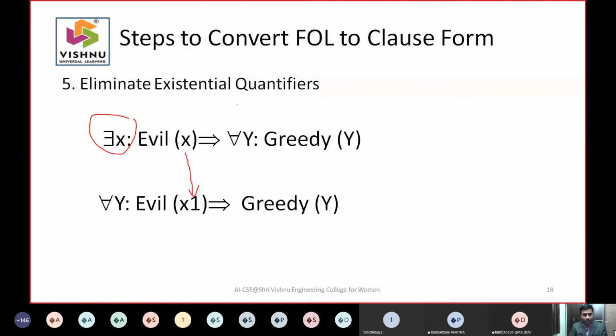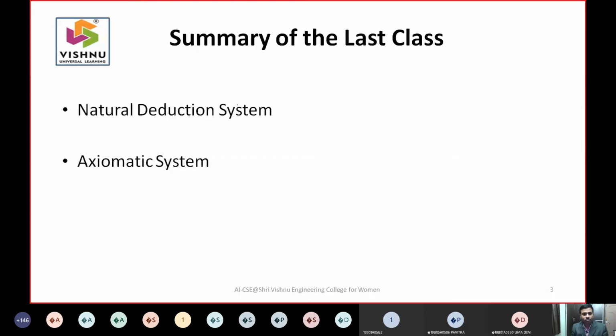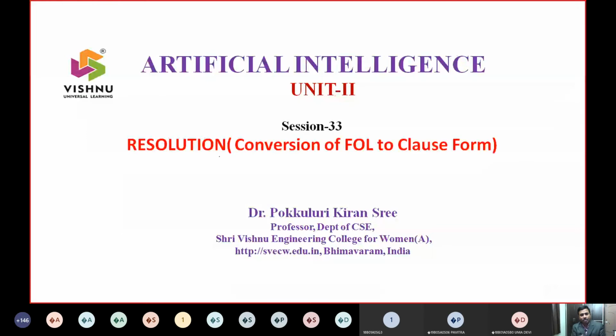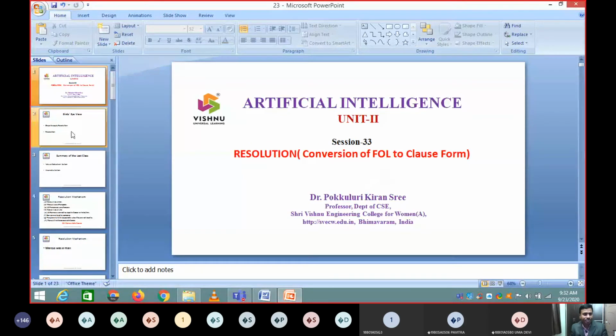So this is the second step of your resolution algorithm. The first step of the resolution algorithm is how you convert the statements into first order logic. The second step is how you convert the first order logic into clause form, and then from this clause form how you apply the resolution algorithm or resolution mechanism. Many times the resolution that we apply is called resolution with refutation. So we just try to write what exactly we have done yesterday.